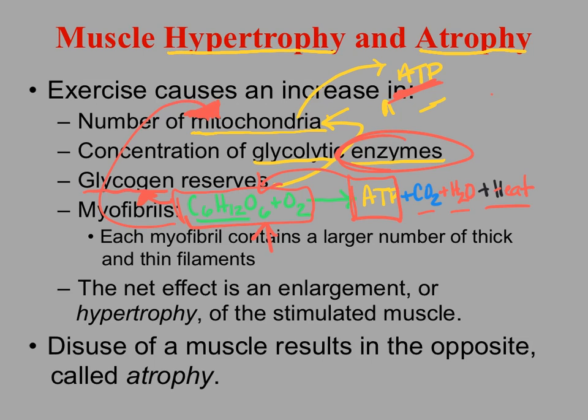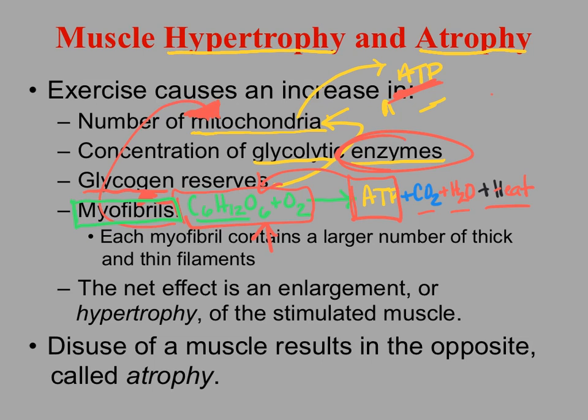And you also increase the number of myofibrils. Remember those organelles that are made of sarcomeres? Those are the structures that are actually contracting. So when you place demand on your muscles, you're telling your muscles to increase the number of contractile structures, the myofibrils. And so you increase the number of myofibrils, the glycogen reserves, the glycolytic enzymes, and the mitochondria, and what you see is muscle hypertrophy, or growth of a muscle.